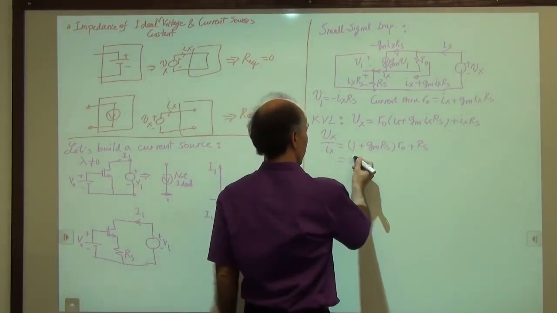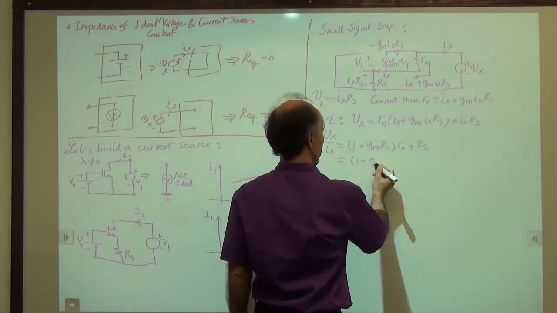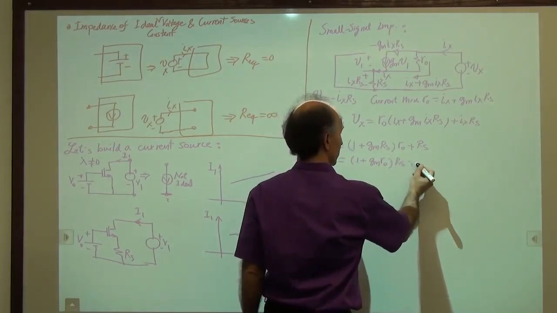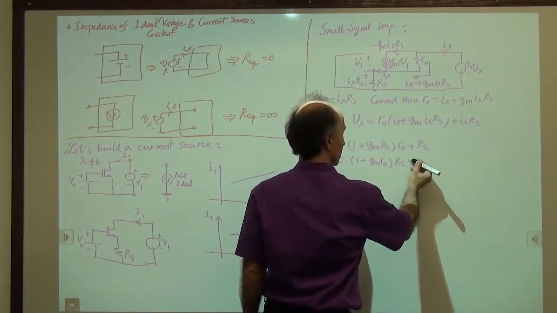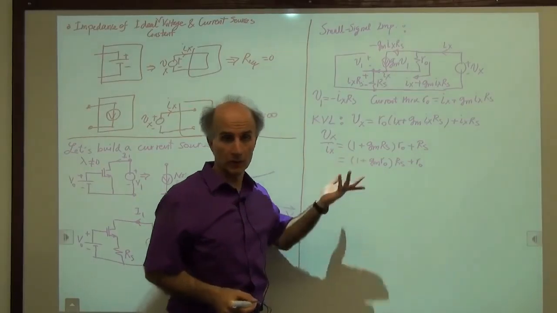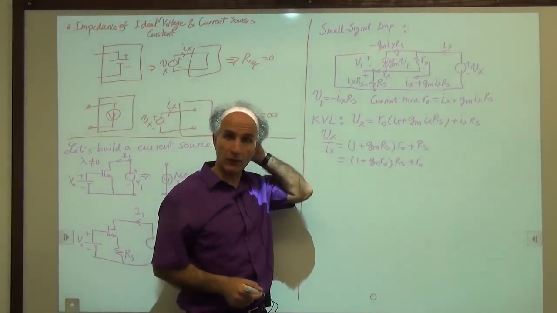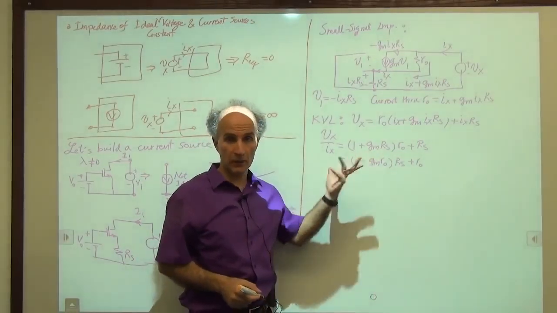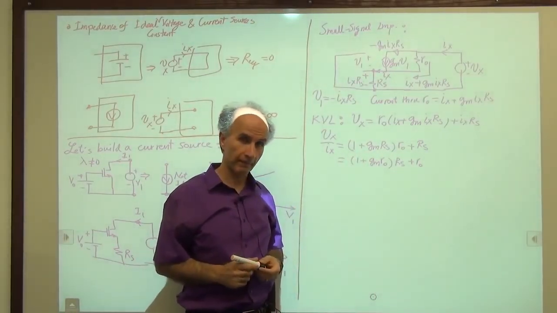We can also write it as 1 plus gmRO times RS plus RO. And both of these are useful methods of writing this, so whichever you like. I generally go with the bottom one, but the top one is also useful in some cases.